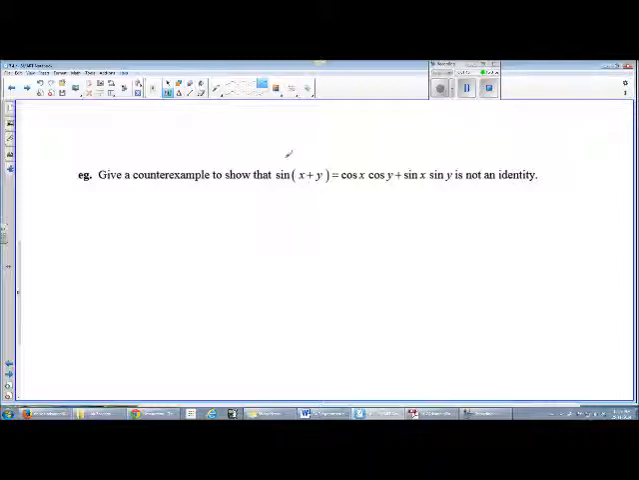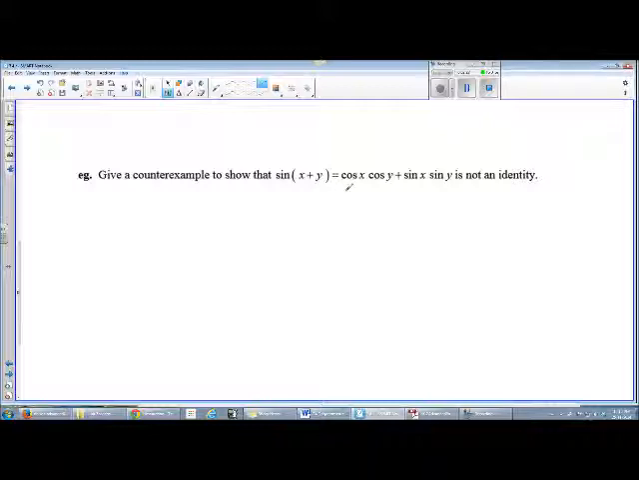Now there are perhaps many possible angles that may work here. We may find that if x is pi by 2 and y is pi by 3, that may work. I don't know. Maybe pi by 6 and pi by 4 might work. That might actually make them equal. But what we need to do is find one example where the left side does not equal the right side, and then we have given the counterexample.